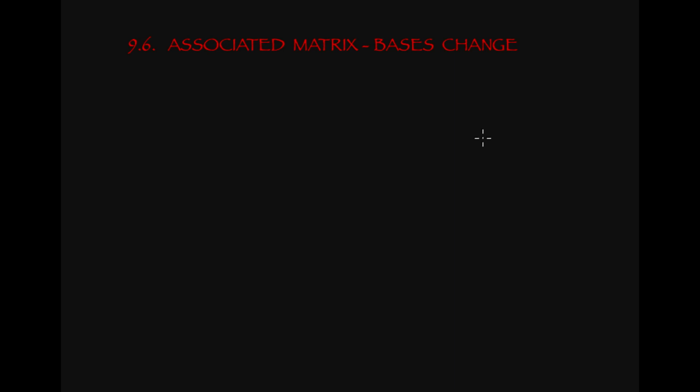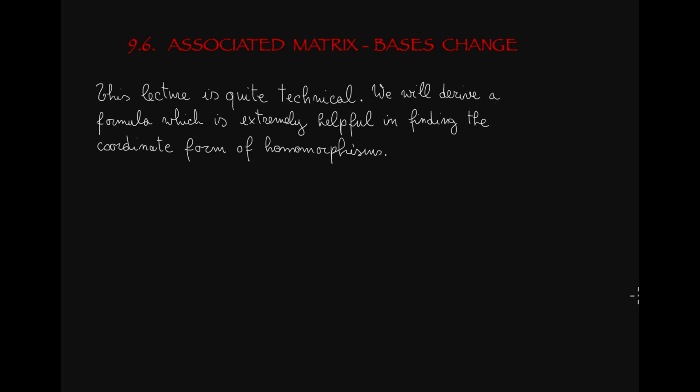There is a basis if the vector space domain and codomain are Euclidean, so they are kind of Rn. But finding the associated matrix to a homomorphism with respect to this basis at first might be very complicated. We will derive a formula which is extremely helpful in finding the coordinate form of a homomorphism.